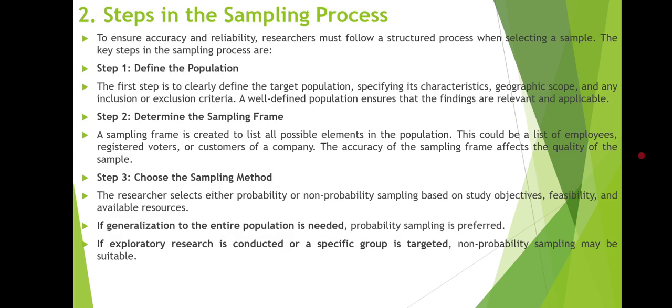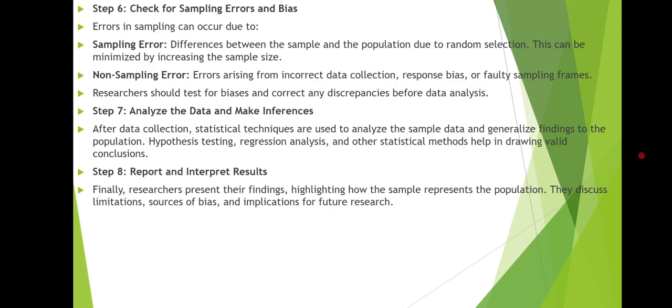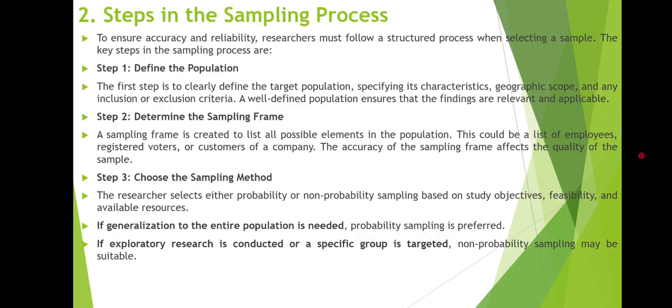Next, we have the steps in the sampling process. So these are the steps in the sampling process. First, define the population, determine the sampling frame, choose the sampling method, and after that determine the sample size and implement the sampling plan. Apart from that, we have to check the sampling error and bias, as well as analyze the data and make inferences. Moreover, report and interpret results. So let's understand them one by one.